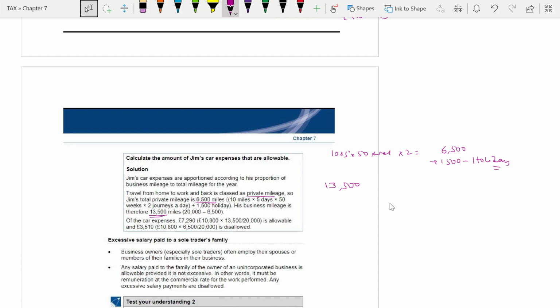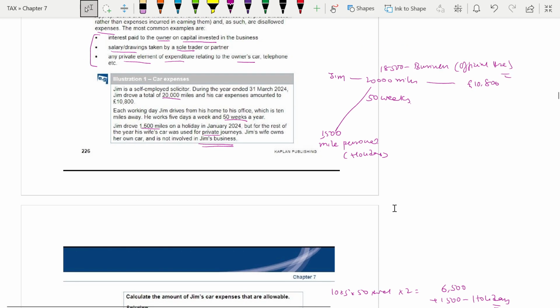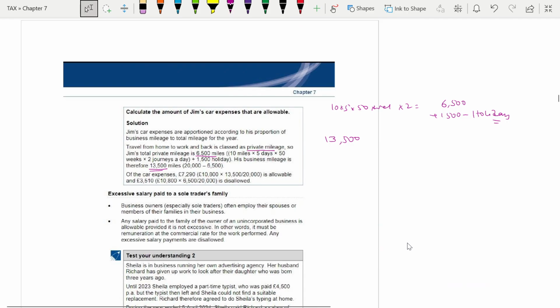How much is allowed and how much is not allowed? How much is he paying? He is paying 10,800. In 10,800, we have to divide how much is for private and holiday and how much is for the business. This is for the business purpose and this is allowed. When it is disallowed, it is for private and holiday purpose. A small adjustment is linked to here. Are you clear about this?